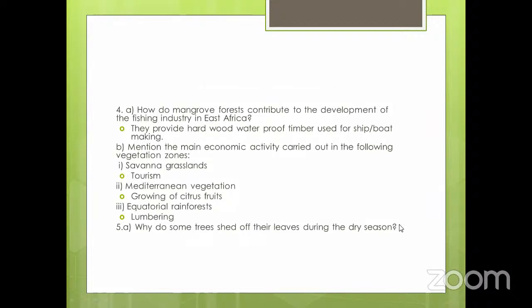And maybe what I can explain is the shedding off. What does it mean? Leaves falling off the tree. Yes, leaves falling off the tree. That is what it means when we talk about shedding off. So they shed off their leaves to reduce the rate of transpiration.